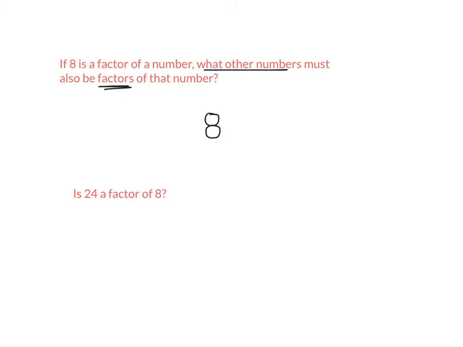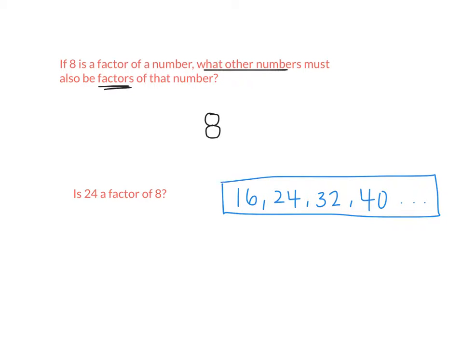Some of you wrote this: 16, 24, 32, 40, etc. Is that correct? Why or why not? Go ahead and talk at your table groups. These numbers that you guys all wrote down, those are not factors. Those are multiples of 8.